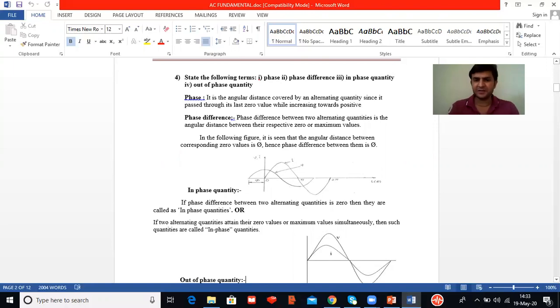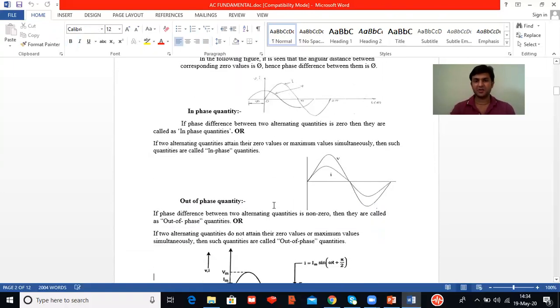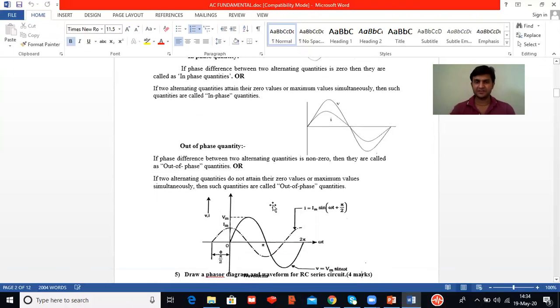And the second is the phase difference. The phase difference between two alternating quantities is the angular distance between their respective zero or maximum values. Here the following figure is given. In that figure, the phase difference phi is shown between two quantities, voltage and current. Now the third definition, in phase quantity.